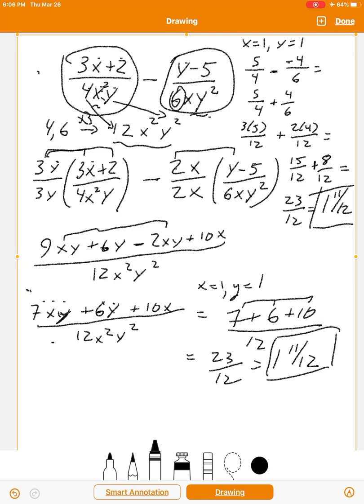Okay, so that's the idea. That first part there is really the key to it. So practice it, and you'll get it.